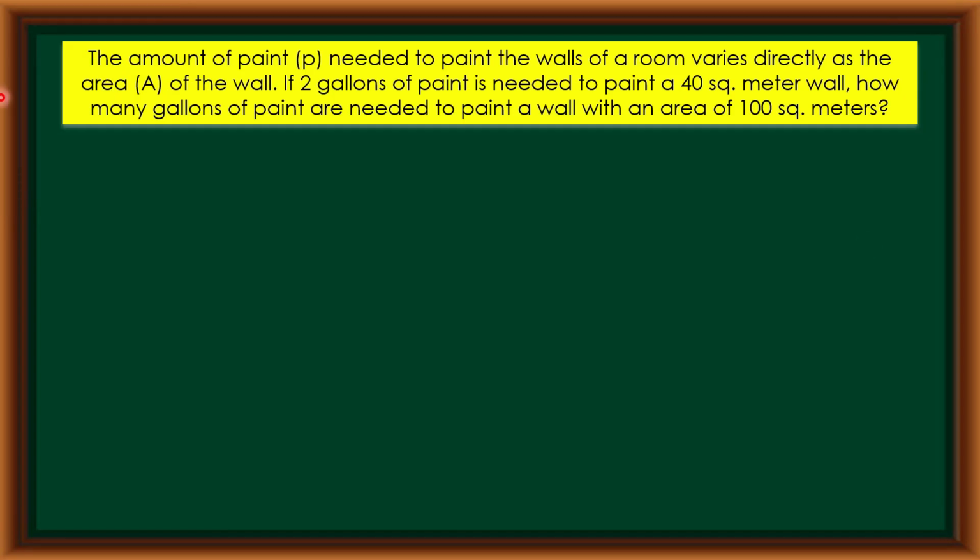The amount of paint needed to paint the walls of a room varies directly as the area of the wall. If 2 gallons of paint is needed to paint a 40 square meter wall, how many gallons of paint are needed to paint a wall with an area of 100 square meters?